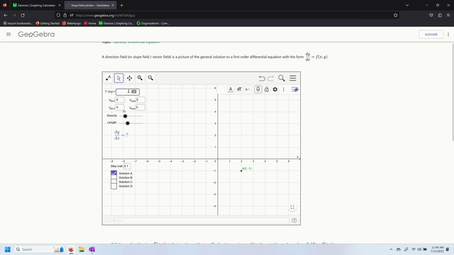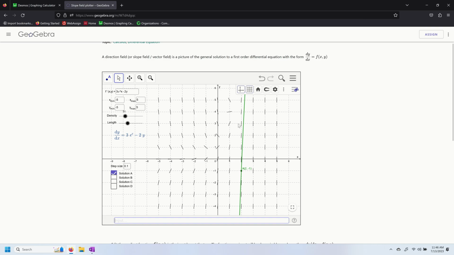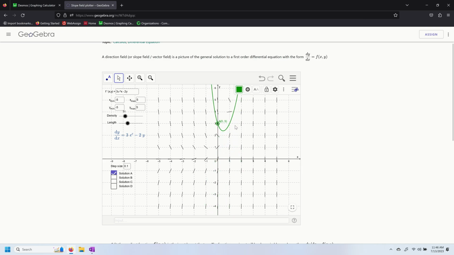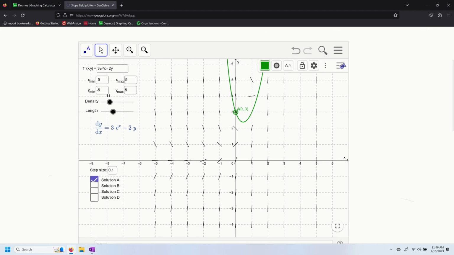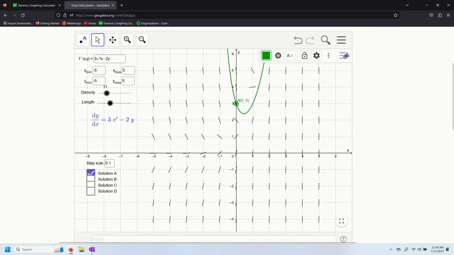You're going to have to give me 1 second here. All right. So it's going to be y prime equals 3e to the t minus 2y. I have to do a little bit of maneuvering here. And our initial condition is 0, 3. And let's zoom in here so you can actually see this. All right, there we go. I think this looks okay.